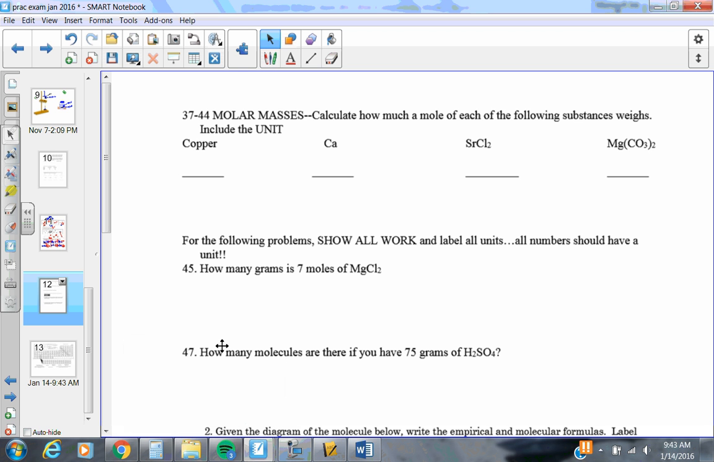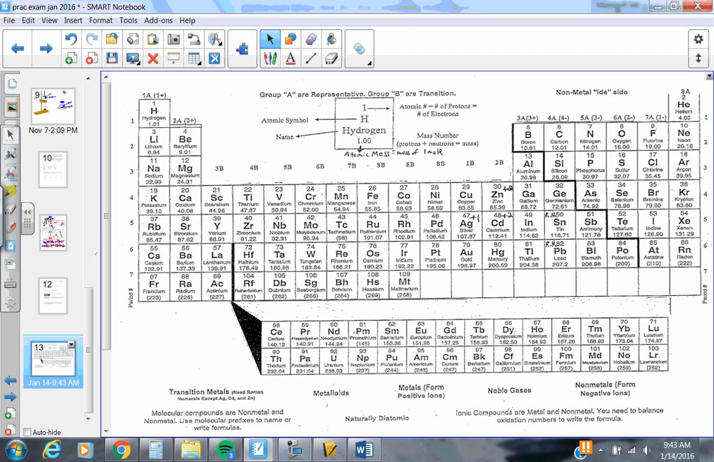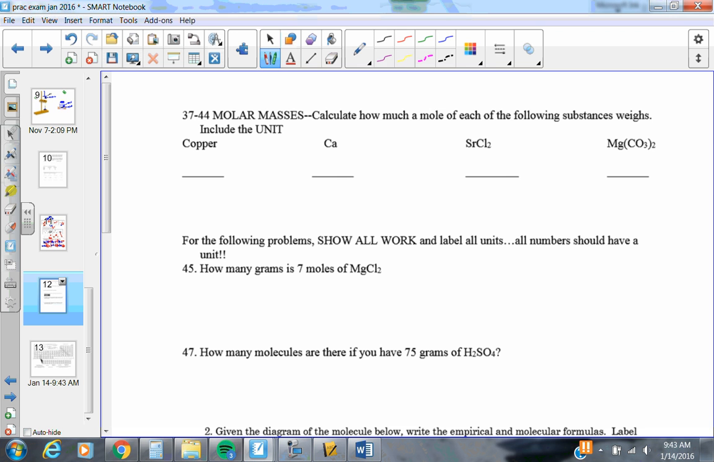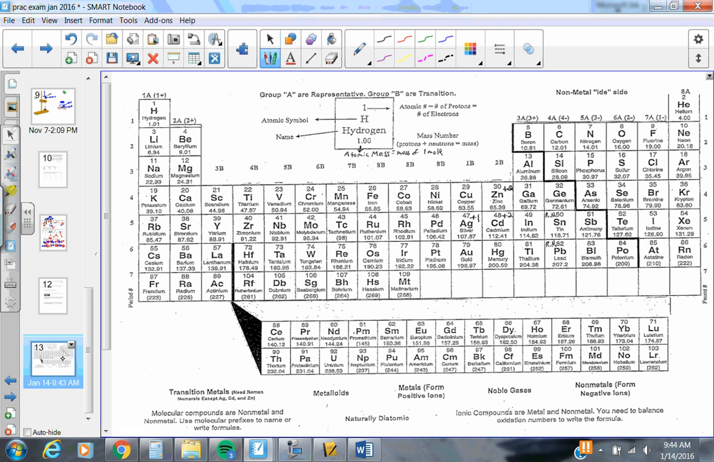Page 8, probably the longest page. One thing I'm going to need to have on hand is a periodic table, which I'm all set with. Molar masses. How much does a mole of something weigh? This is just check the periodic table. Copper, just find it. Copper's right there, 63.55.